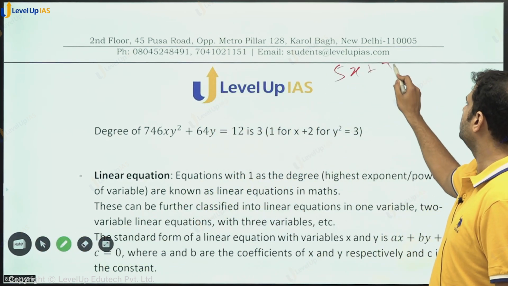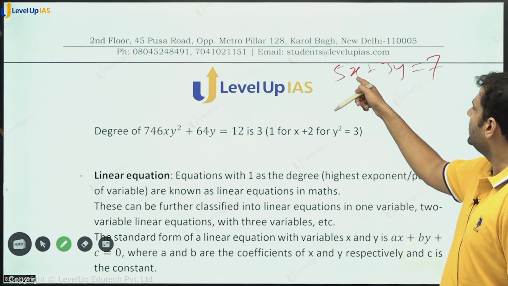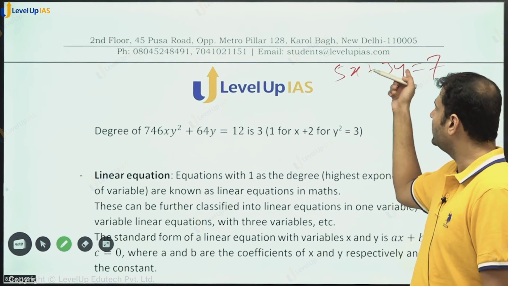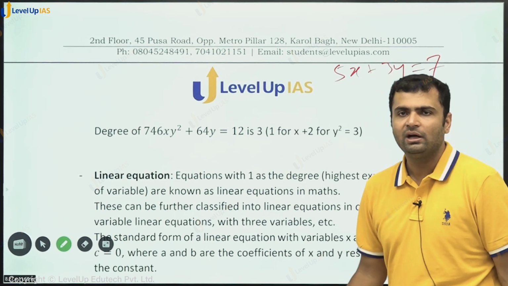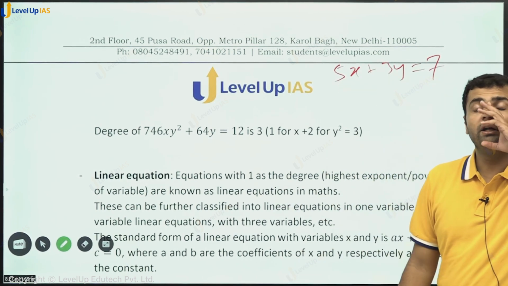5x plus 3y is equal to 7. Degree of this equation is 1. इसकी भी degree 1 है, इसकी भी degree 1 है. Variables can be multiple, but degree is 1. So this is a linear equation.